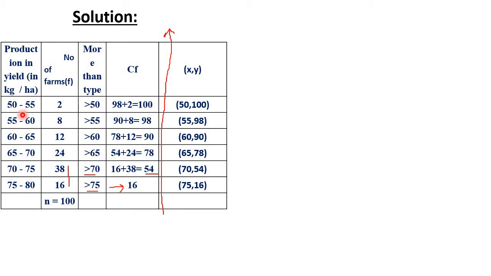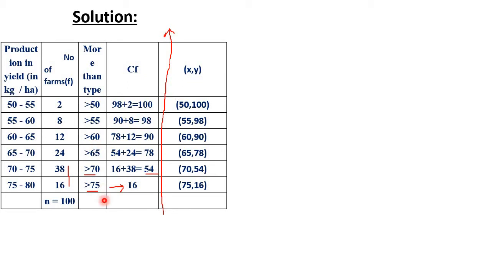So here more than 50, 100 farms are there. Here more than 50, we have to add all this. Next, more than 55 means 55 to 60, and 60, 65, 70, 75 up to 80. All this we have to add, then you will get 98.